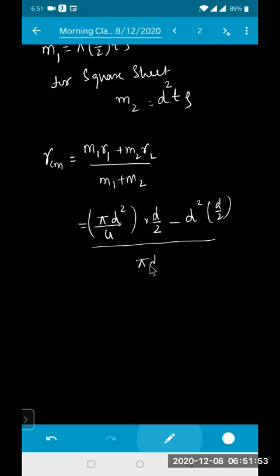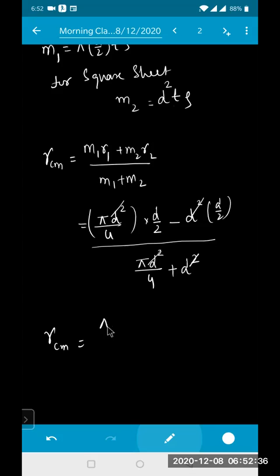The total mass is pi D square divided by 4 plus D square. I hope you got it clear. Thickness and rho are the same, so they get cancelled. Now, from this, you can see that D square appears in every term. If I take D square out, it also gets cancelled.